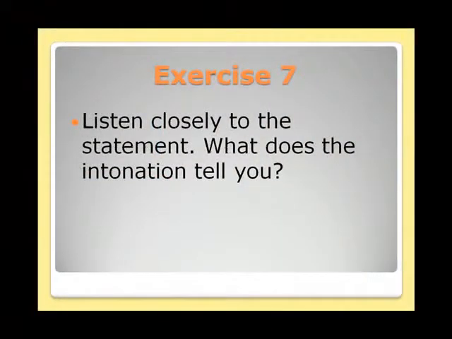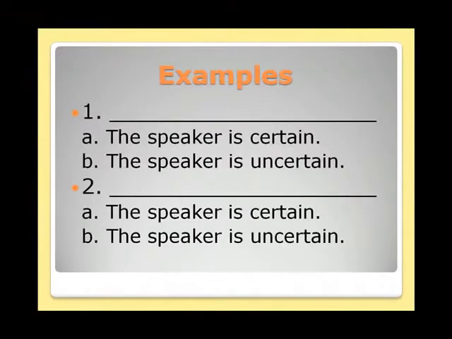Exercise 7. Listen closely to the statement. What does the intonation tell you? Examples. 1. This is jazz. Falling intonation tells you the speaker is certain. Now listen to example 2. This is jazz. Rising intonation tells you that the speaker is uncertain.